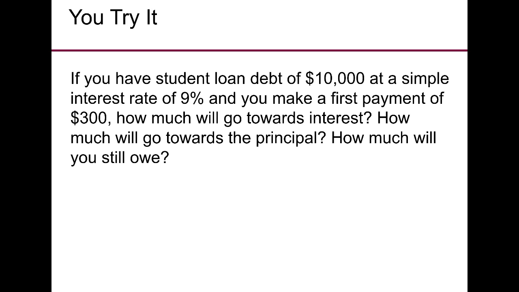Okay, try that depressing example for yourself. Suppose you have a student loan debt of $10,000, a simple interest rate of 9%, and you make a first payment of $300. How much is going to interest? How much is going to principal? And how much will you still owe? Pause here, try that for yourself, and then unpause to see the solution.